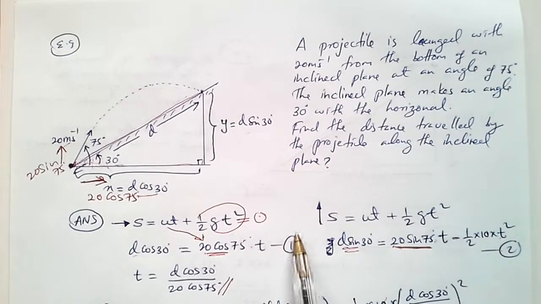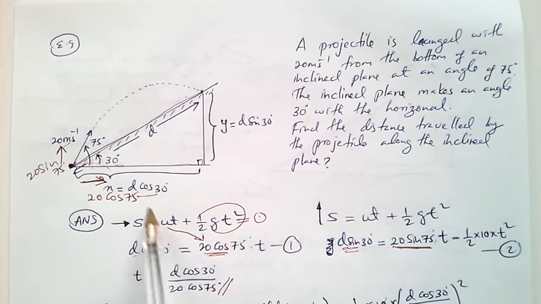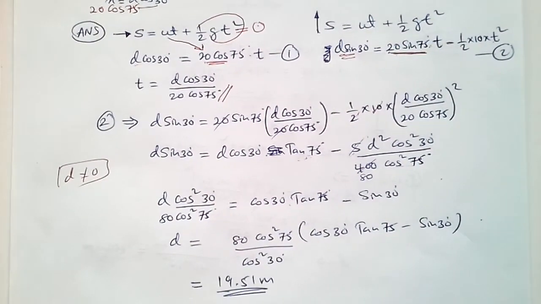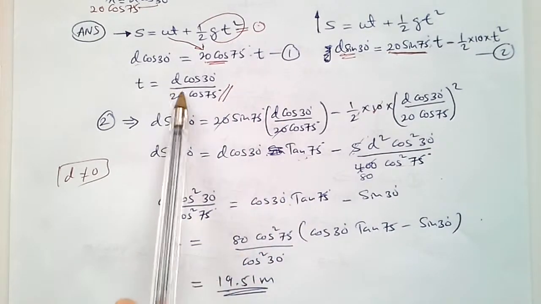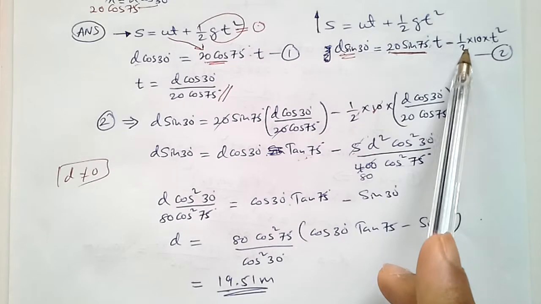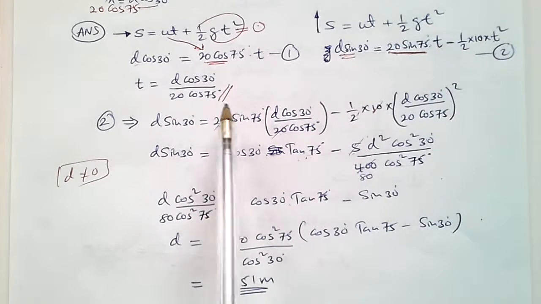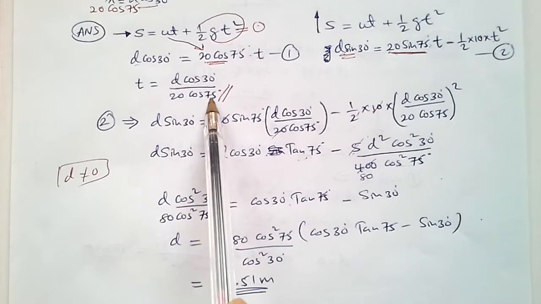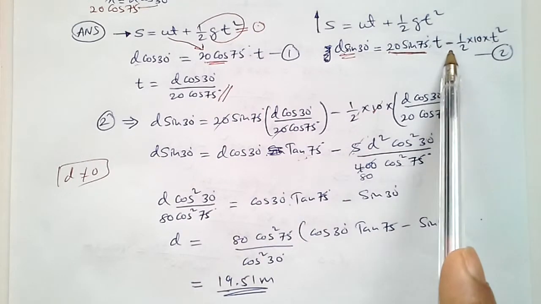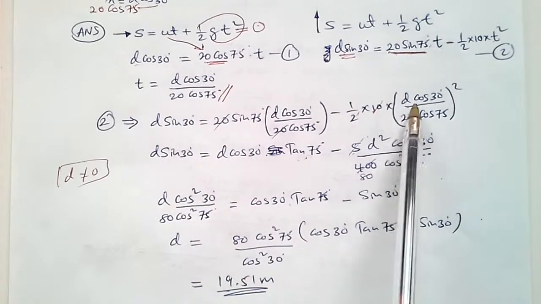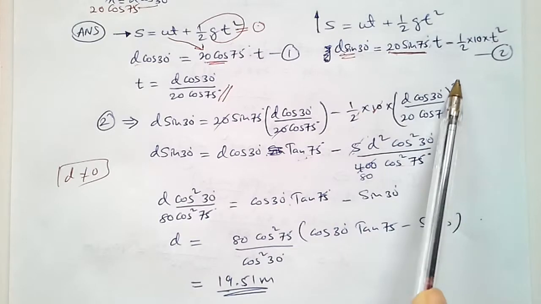If you know equations 1 and 2, you can simply eliminate t from both equations and find the value. So how do you do this? I'll substitute for t, so t is equal to d cos 30 divided by 20 cos 75, and just substitute here. So d sin 30 is there, 20 sin 75 is there. Instead of t, I replace it with d cos 30 over 20 cos 75, minus half into 10 into t squared. For t squared we need to square this factor, d cos 30 divided by 20 cos 75, squared.